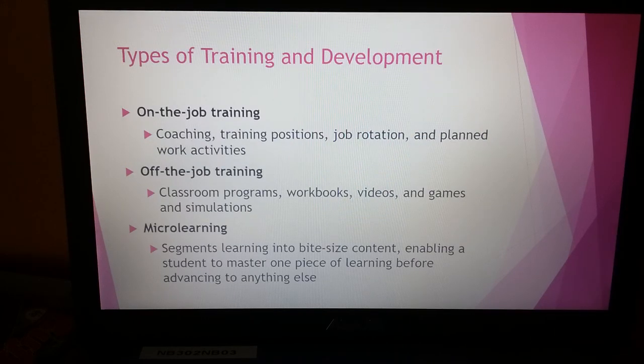Okay, so there are different types of training and development. On the job is where you're right there doing it, and you have someone who coaches you, and you might move around from job to job to learn different things. Off the job training is classroom, videos, some kind of simulation. And then micro learning is basically a small piece of the puzzle that you're taught before you move on to the next level. And that could be done on the job and also off the job.